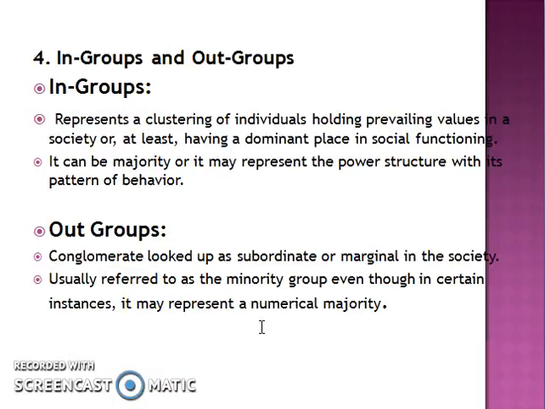The fourth is in-groups and out-groups. An in-group represents a clustering of individuals holding prevailing values in a society, or at least having a dominant place in social functioning. It can be the majority, or it may represent the power structure with its pattern of behavior. Out-groups are looked upon as subordinate or marginal in society, usually referred to as the minority group, even though in certain instances it may represent a numerical majority.